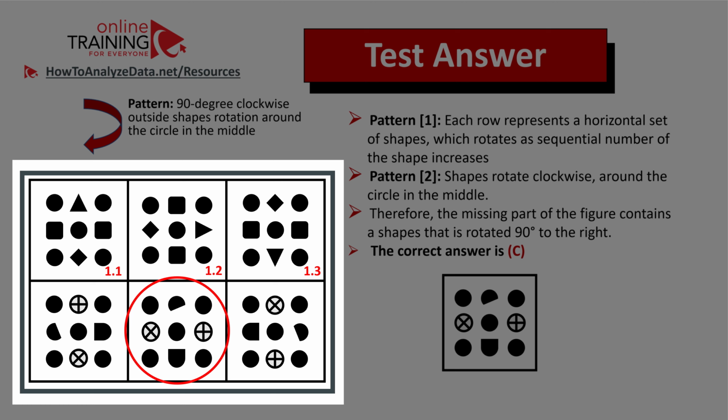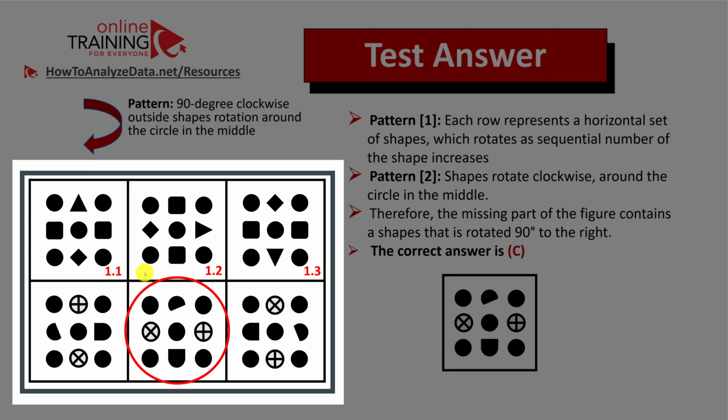Let's look at pattern 1. Pattern 1 defines that the shapes go in the horizontal rows. For example, this is shape 1, this is shape 2, and this is shape 3. I grouped them as shape 1.1, meaning that the first one represents the first row, shape 1. The next shape is first row, shape 2, and the third shape is the first row, shape 3. A similar pattern will exist for the bottom row.